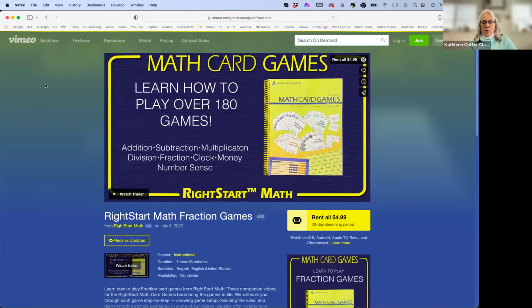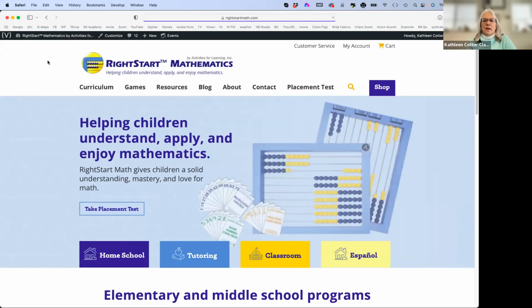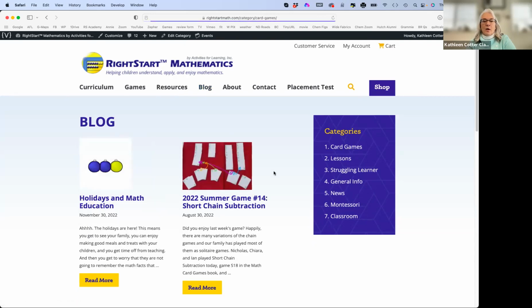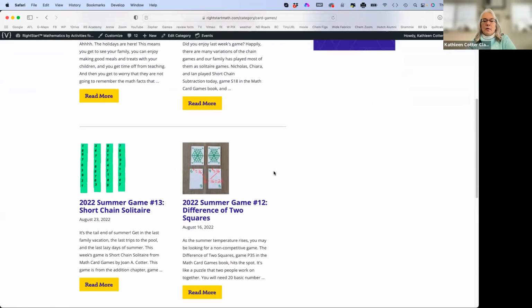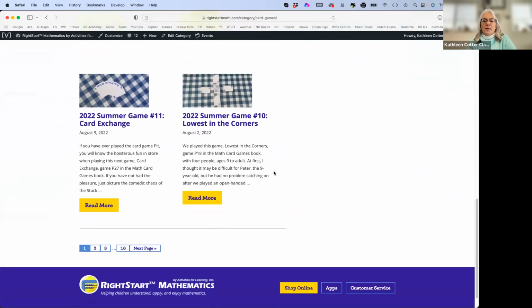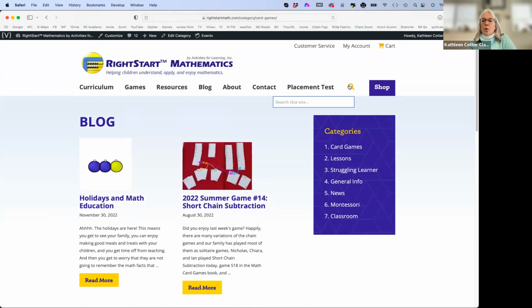I'm going to jump back over to our website because here's another place to find a whole bunch of really good, cool games. Go to our blog, card games. You see right over here where it says card games. Here's a whole bunch of games. So we've got all these games in here. So let's just say I want to know what fraction games. I'm going to just type in the word fraction.